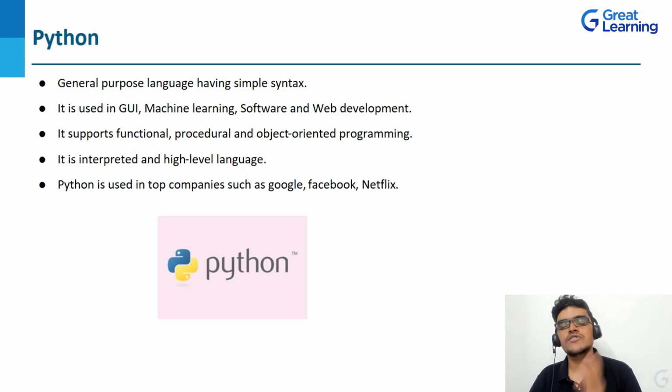Now, Python also supports functional, procedural and object-oriented programming. So in object-oriented programming, basically we are dealing with classes and objects, right? Next point, it is an interpreted and high-level language. So what do you mean by interpreter? Basically, the interpreter converts the source code line by line during runtime, right? There are several companies who are using Python such as Google, Facebook, Netflix.